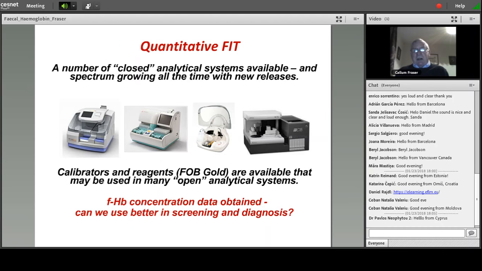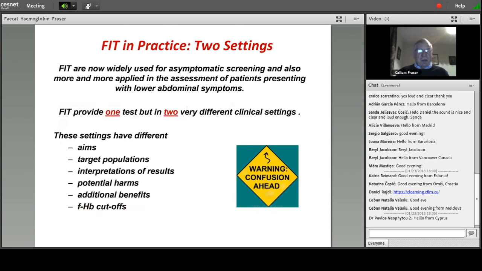And indeed, there are calibrators and reagents that can be used on open clinical chemistry systems. So we get fecal hemoglobin concentration data. Can we use this better in screening and diagnosis? That's what I'm really going to address.